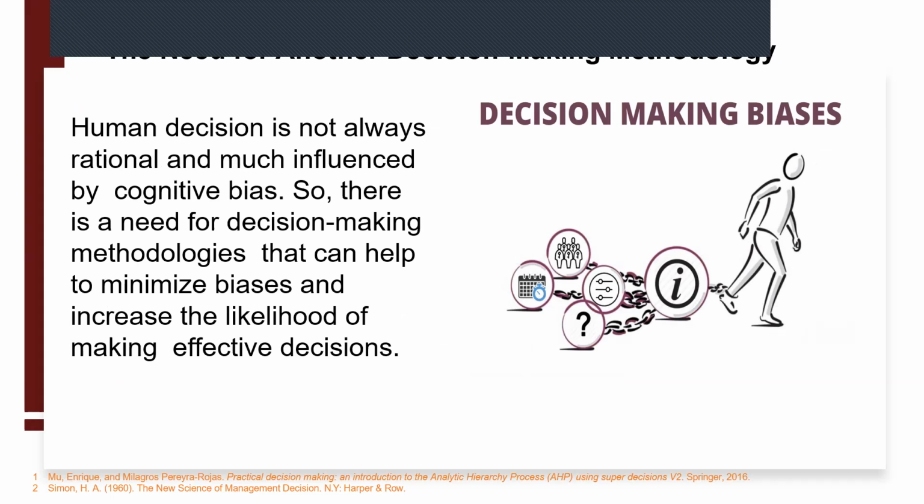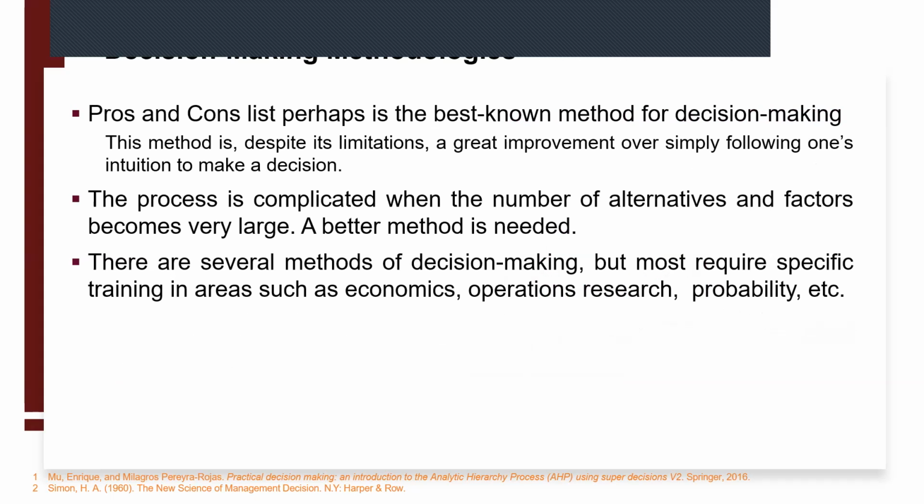So the problem with making a good decision, basically, again, is cognitive biases. To avoid that, we have to look for a decision methodology that can help minimize the biases and increase the likelihood of making correct and effective decisions. So, pros and cons. I think everybody knows these pros and cons. Pros and cons is, I think, the next best thing compared to intuitive decision making.